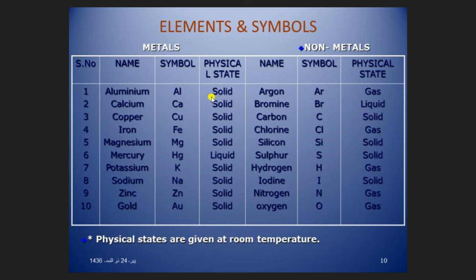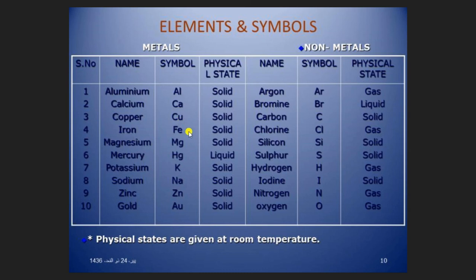Now you can see here some have two letters, like Al and Ar. Why is it so? To differentiate the symbol of aluminium from the symbol of argon. If simply A is taken, then there will be confusion. Similarly, here you can see calcium Ca and copper Cu. For copper, the Latin name cuprum is the basis on which Cu has been taken.